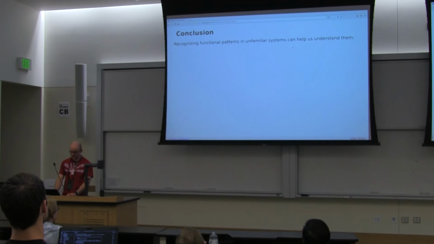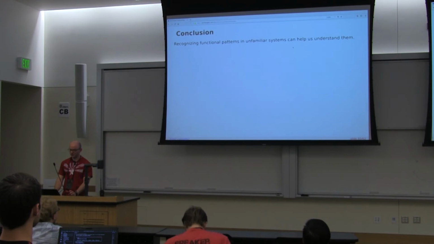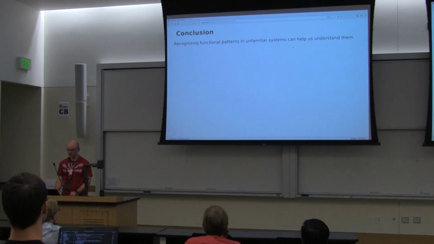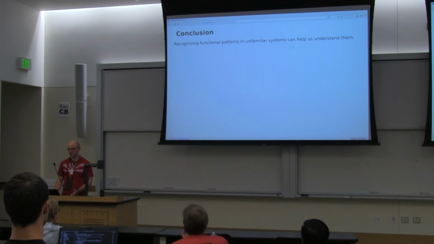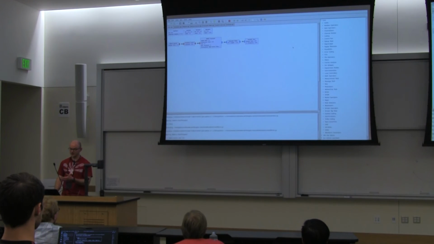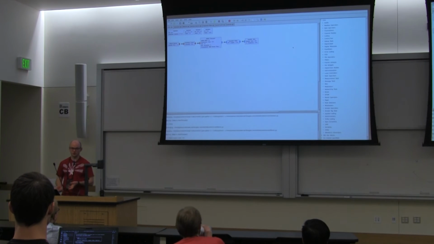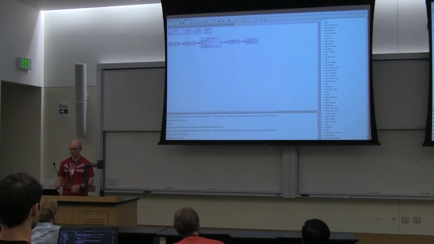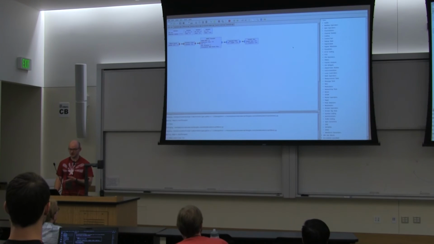Okay, sorry, I kind of rushed through that. The takeaway here is that recognizing functional patterns is actually useful in places that we might not think it's useful. Behind the scenes, everything in this flow graph is really a functional program. It's a bunch of functions and a bunch of streams. But that's not necessarily apparent by just looking at this graphic.